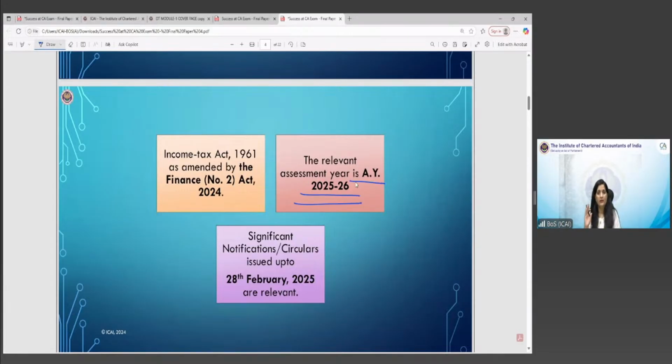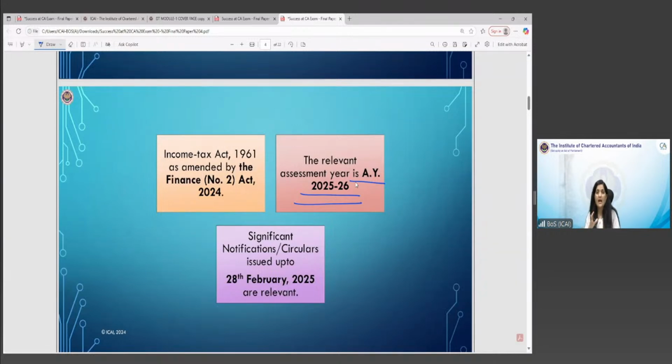And the cutoff date has a specific relevance. Why am I saying cutoff date? The Finance Act was passed last year, and now the new Finance Act has also been tabled and passed. Finance Act 25, but that is not relevant for your November examination, right? The cutoff date is 28th February, and it is relevant for you for the purpose of significant notifications and circulars.